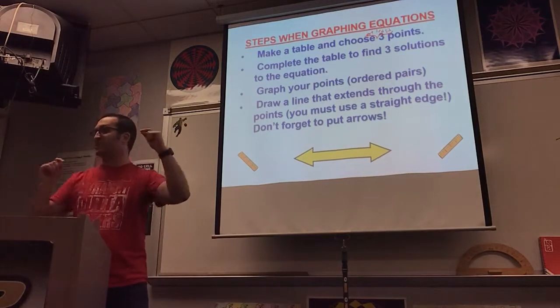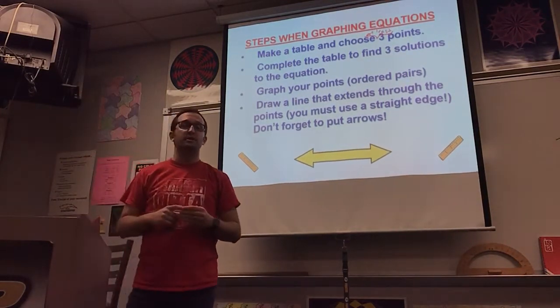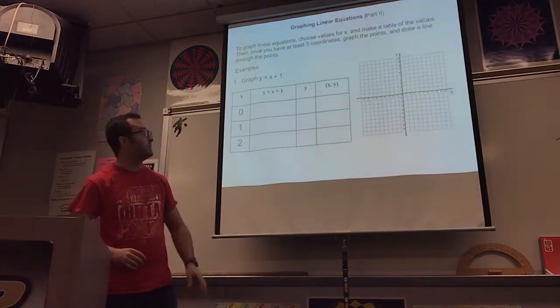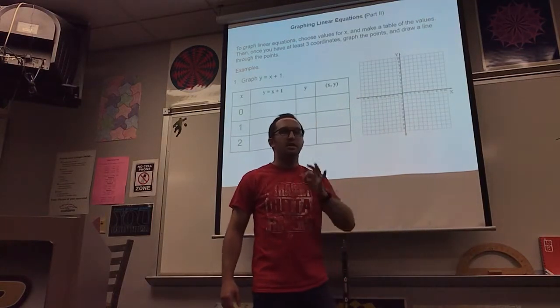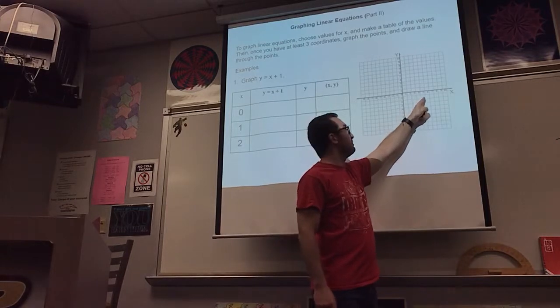And then lastly, to make something a line, it goes on forever, so you have to make sure that there are arrows on it. That line, once again, should go on forever. So if the coordinate plane is this big, your line needs to go all the way through the coordinate plane. If we have 3 points and they're right here, here, and here, our line better not be this long.